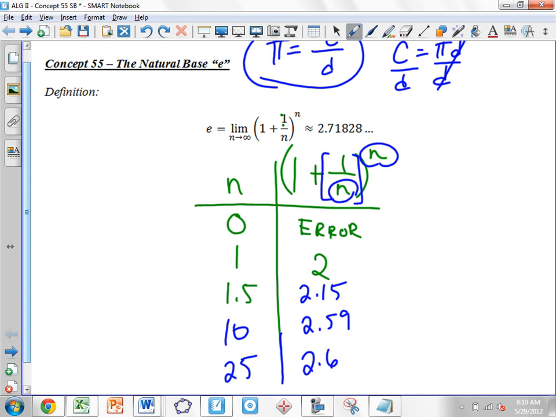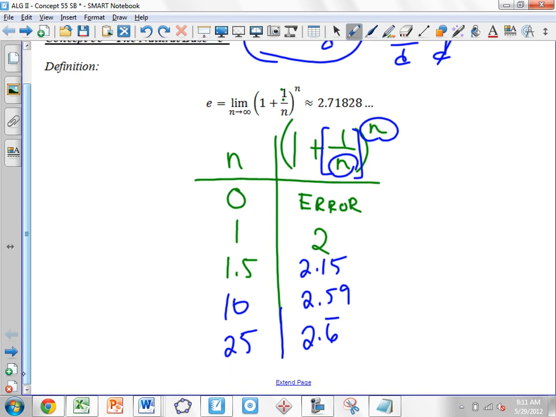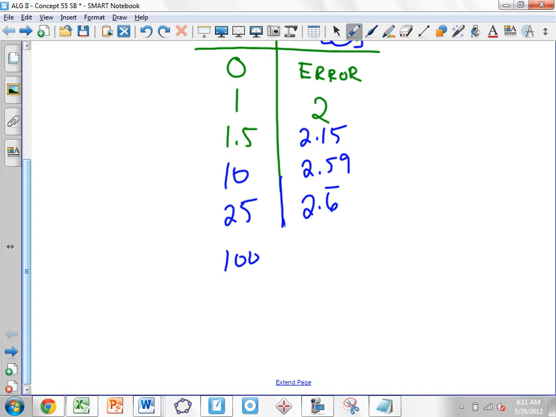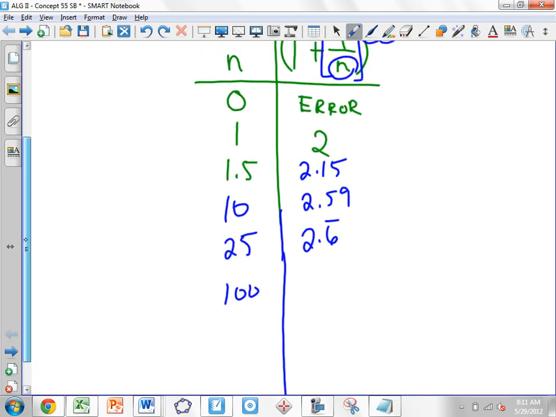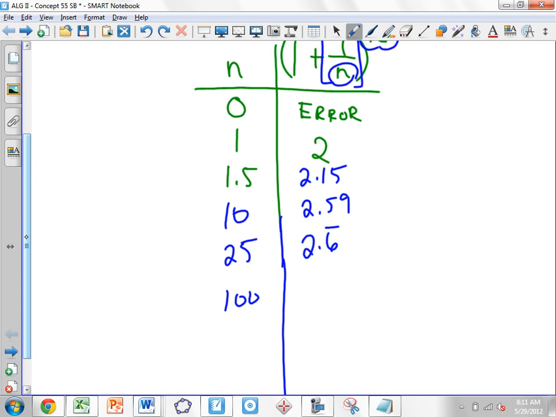6 bars. Now, as n goes to infinity, we need to think of really large numbers to show that this actually goes to 2.718... right? So jump automatically to 100, please. If we jump all the way to 100, 2.704. We're getting closer and closer.